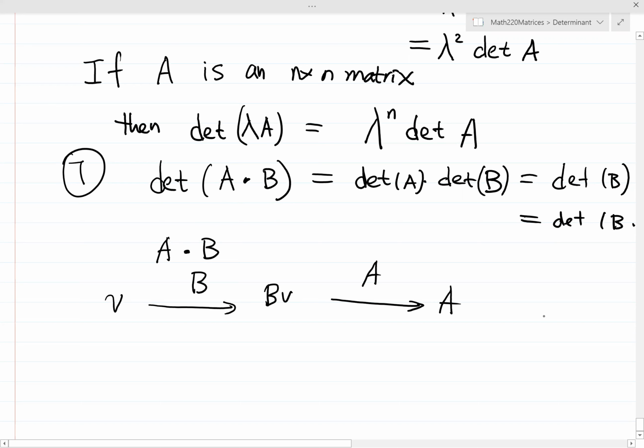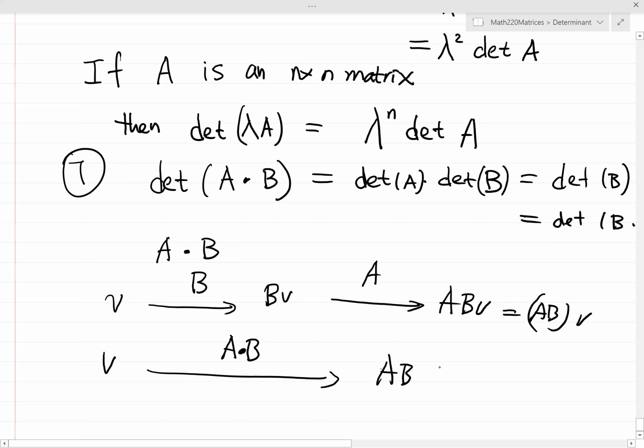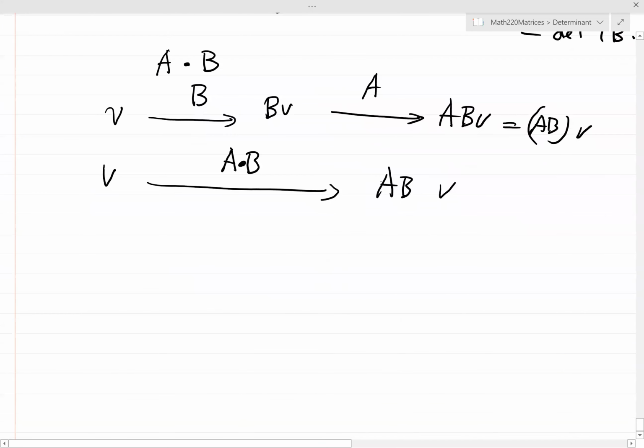Okay, so this is AB. This is the same thing as doing the composition AB. Remember, matrix multiplication actually comes from this composition. We define matrix multiplication such that they are equivalent.